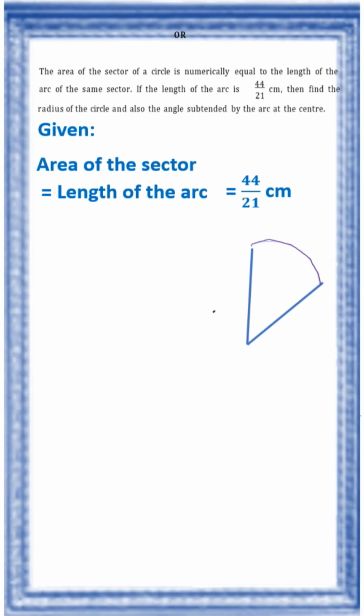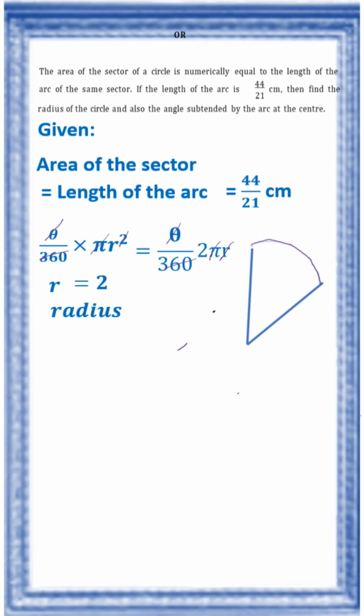Now we have to find the radius of the circle. Area of the sector formula is theta by 360 into pi r square. Length of the arc is equal to theta by 360 into 2 pi r. Here theta and theta get cancelled, 360 and 360, pi and pi get cancelled. Here 1 r. So r is equal to 2. So the radius of the sector is 2 centimeter.